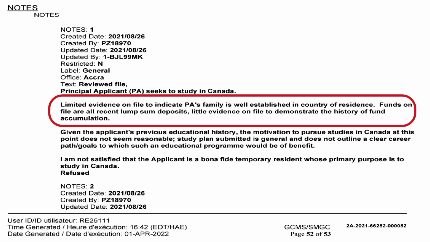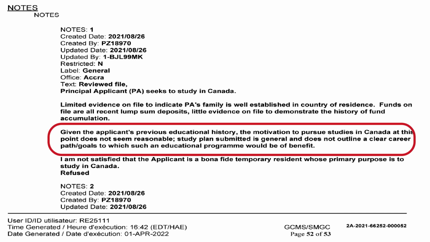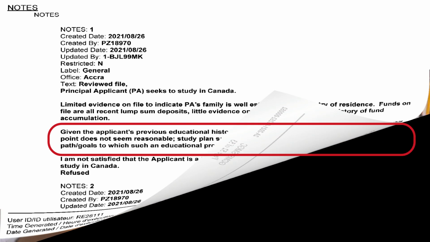Now look at the second part. It says, given the applicant's previous education history, the motivation to pursue studies in Canada at this point does not seem reasonable. Study plan submitted is general and does not outline a clear career path or goals to which such an education program would be of benefit. If you remember, those of you who watch my other video on study permit, and the things that you need to submit a study permit, I did mention about study plan as one of the requirements.